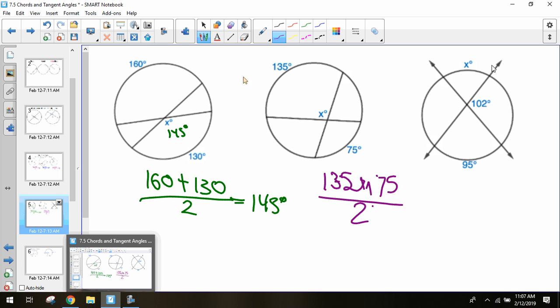So we had 135 plus 75. Add those together. We got 210 divided by 2. What did our solution turn out to be? 105. Very good.